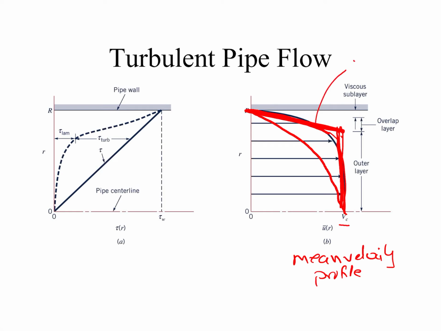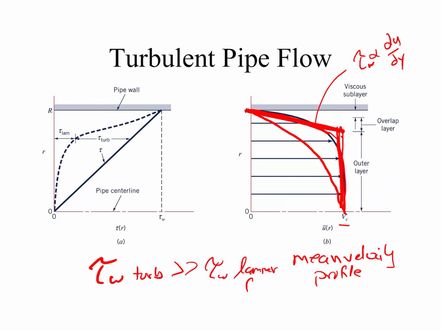And since we know that the shear stress in laminar flows goes like the gradient, du dy, and at the wall we still have the viscous effects that are important, the shear stress at the wall is still going to be proportional to that velocity gradient. And that means that the shear stress of turbulent flows is very large. So we'll see here that the shear stress at the wall for turbulent flows is much greater than the shear stress at the wall for a laminar flow.